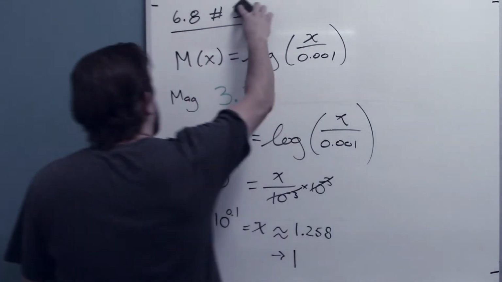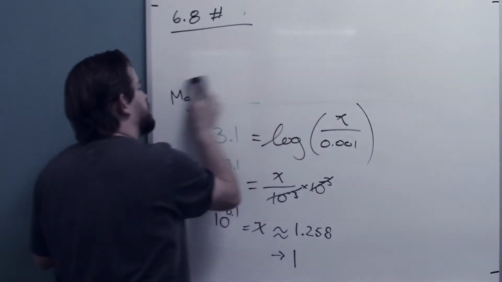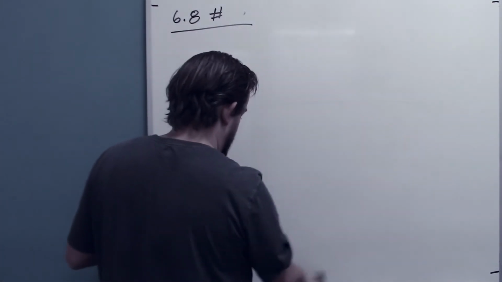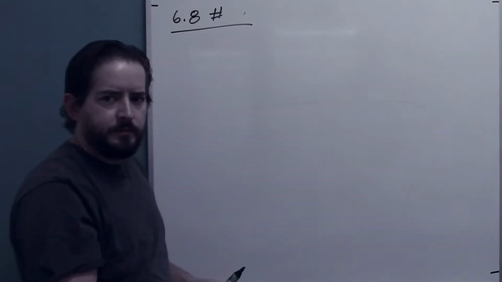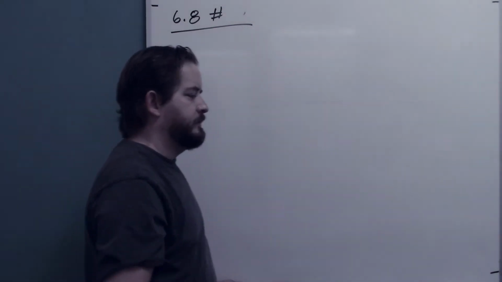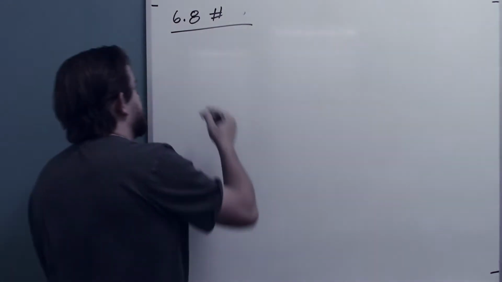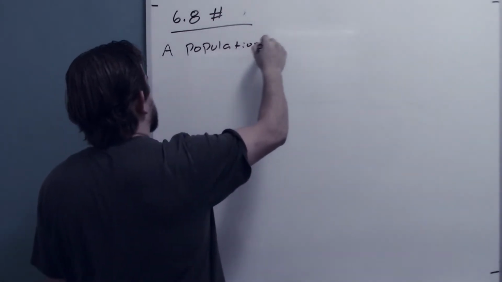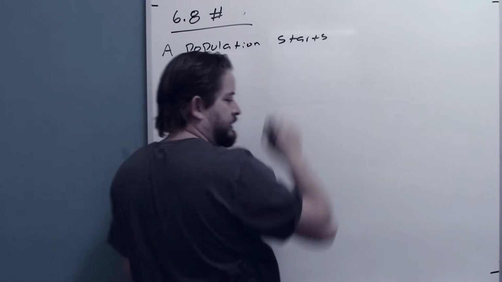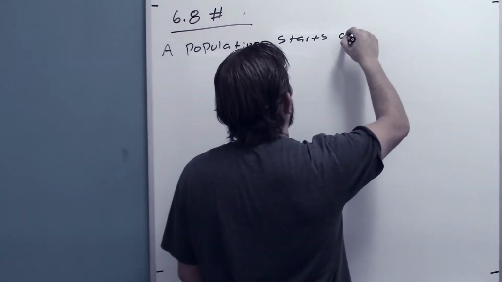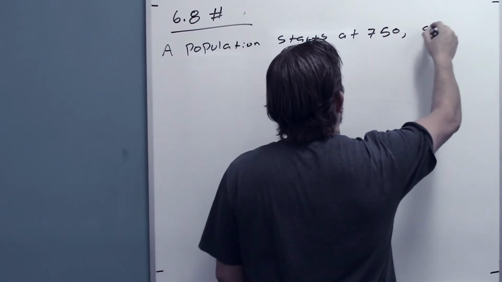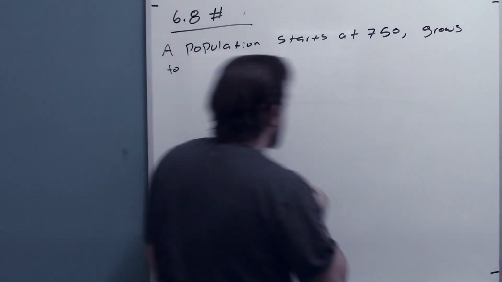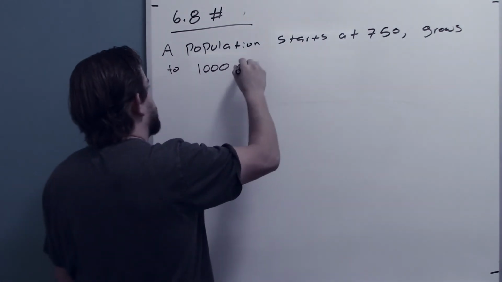All right, the next one, a lot of people don't like these problems because they get a little bit longer. I like these problems because I'm the kind of person that ended up teaching math, so I don't know. Let's take a look at it though. We have a population of pink flamingos. They start at 750 and grow to 1,000 in 4 years.